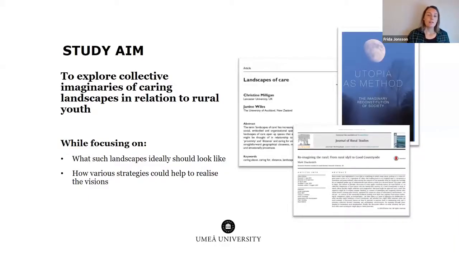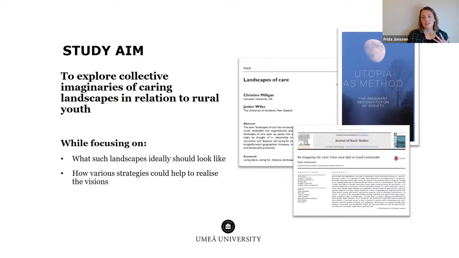In particular, following Chuck Smith, one of the papers presented here, who in 2018 encourages us as rural scholars to move beyond the sustainability of peripheral communities to instead focus on the underpinnings of a good countryside.